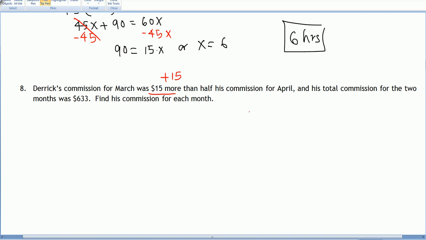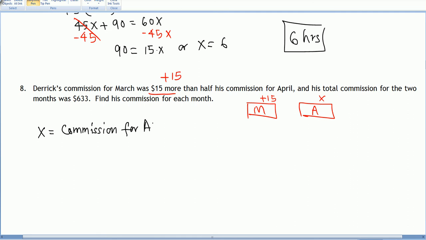So here is March and here is April. The commission for March was 15 more, so plus 15, than half his commission for April. We don't know his commission for April, so let's assume his commission for April is x. That will be the variable. So x is the commission for April.